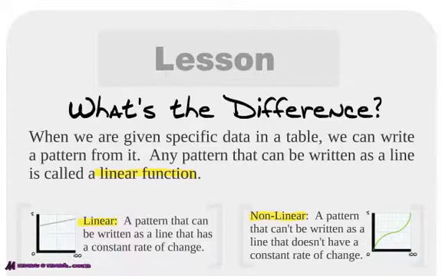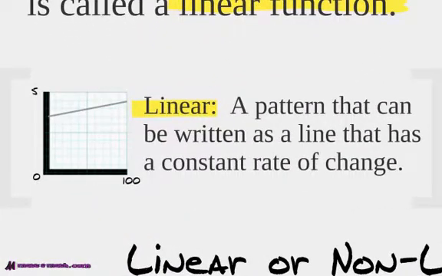When we're given specific data in a table or different equations, we can usually write a pattern from it. Any pattern that can be written as a line is called a linear function. Let's look at this one. A linear pattern can be written as a line that has a constant rate of change. That is called a linear function.